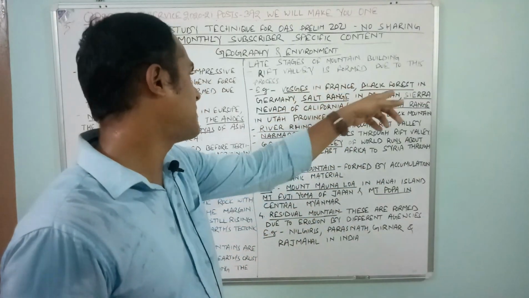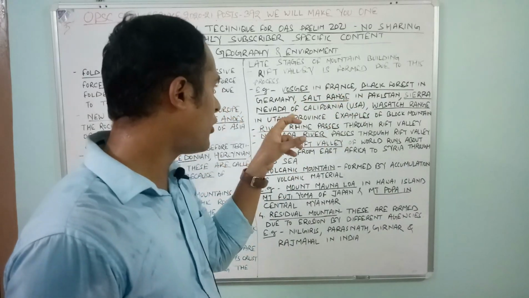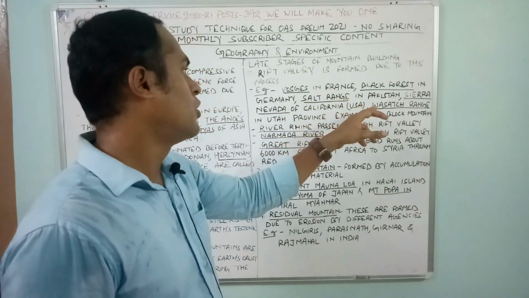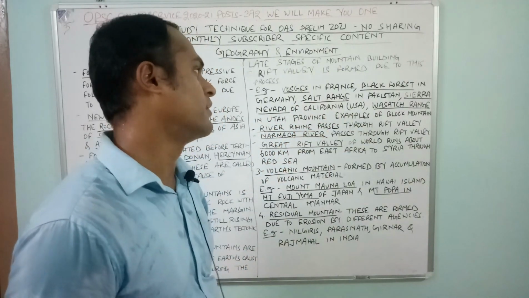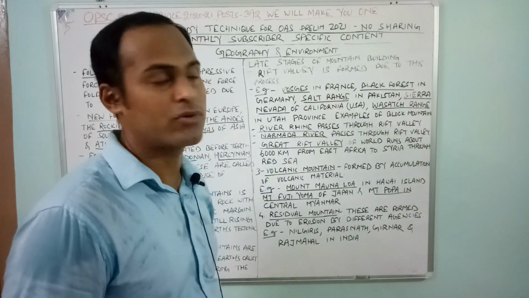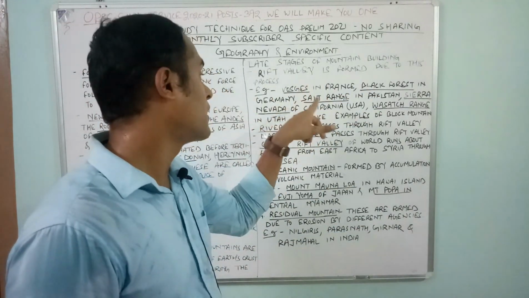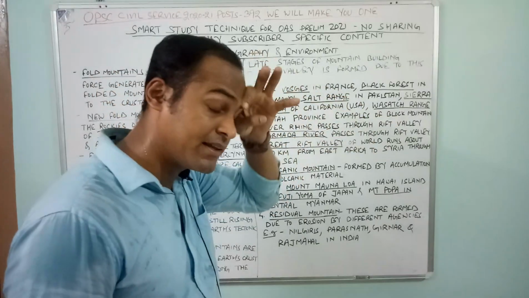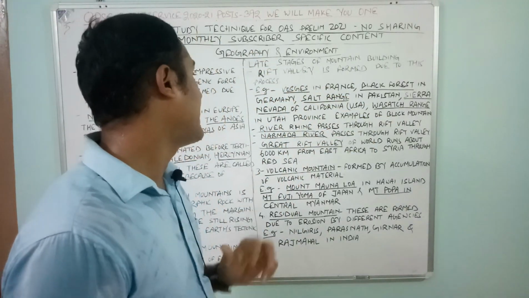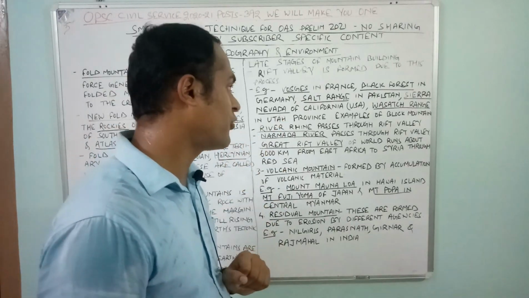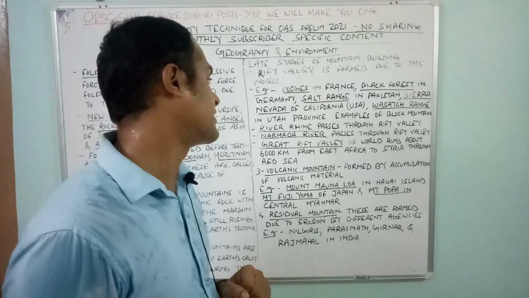Then Vosges in France, Black Forest in Germany, Salt Range in Pakistan, Sierra Nevada of California, USA, and Wasatch Range in Utah Province. These are examples of block mountains. In Pakistan there is something called the Salt Range. Then Sierra Nevada of California and Wasatch of Utah Province, again in the USA.